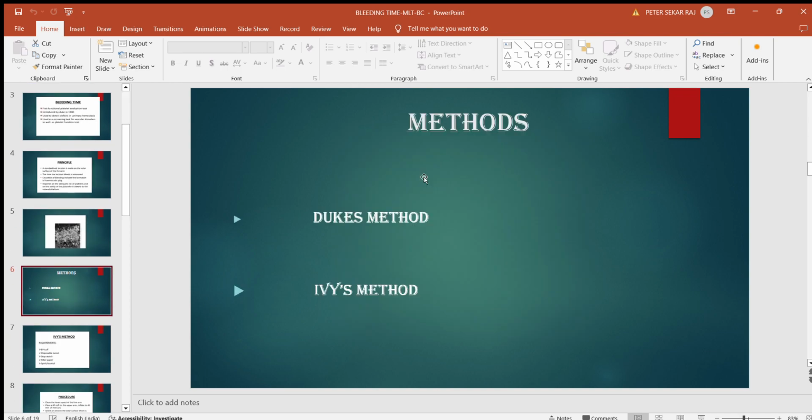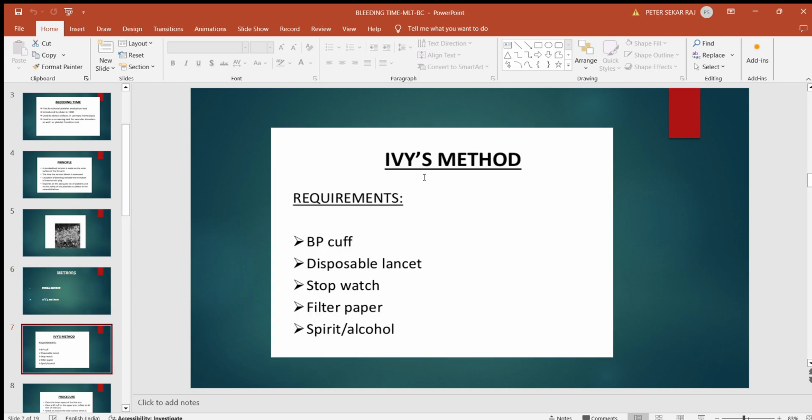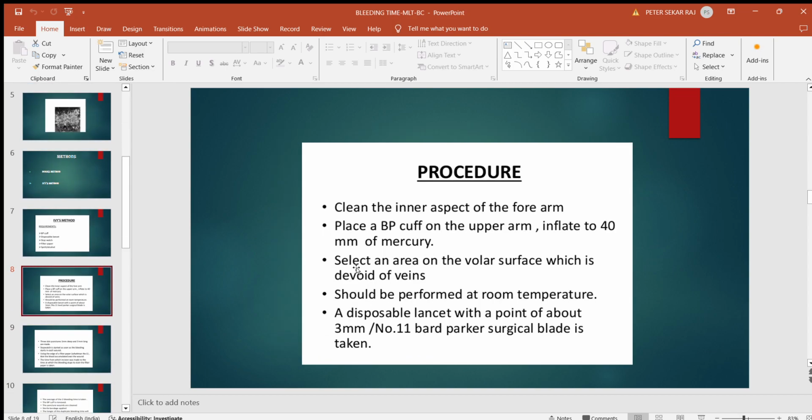These are the methods used to detect the bleeding time. The first one is Duke's method and the other one is the Ivy method. First we will see the Ivy method. These are the requirements used for the detection: BP cuff, disposable lancet, stopwatch, filter paper, spirit or alcohol.